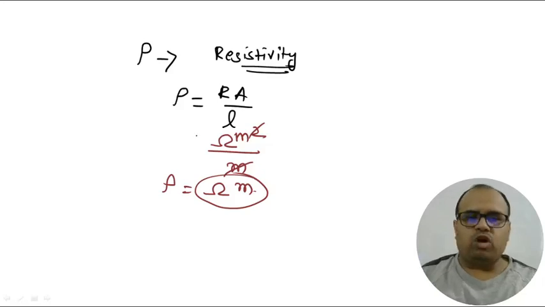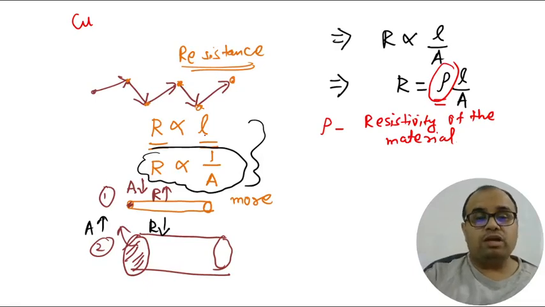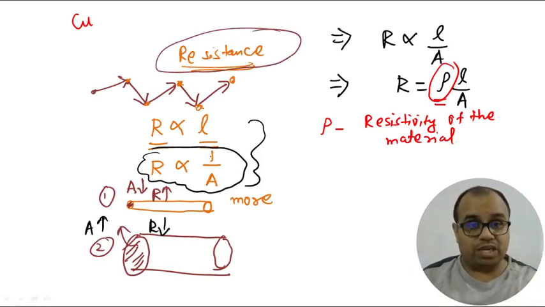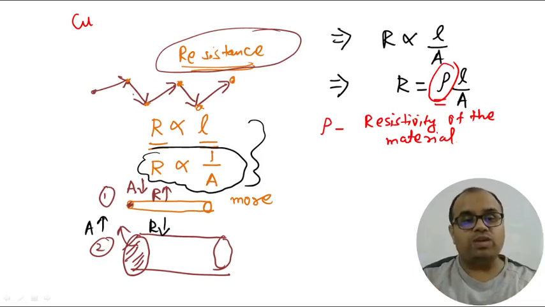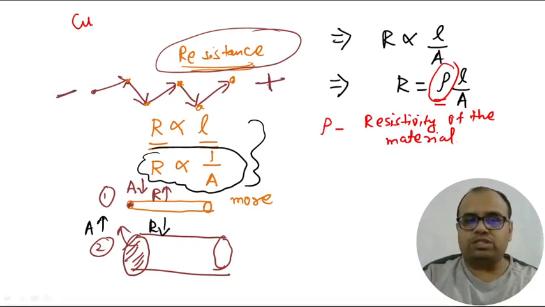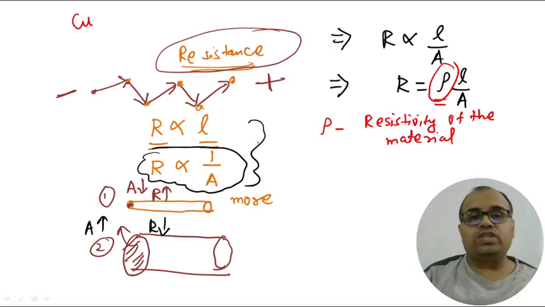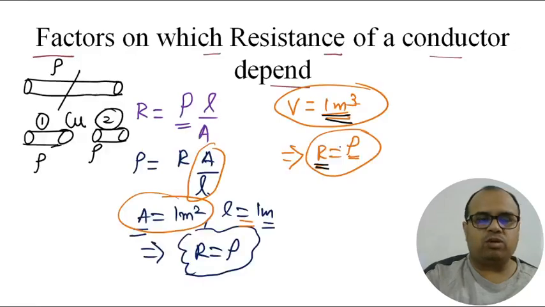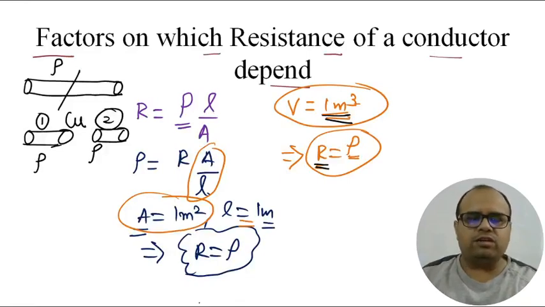So this is the concept of resistivity and the concept of resistance also. Once more, remember that resistance means the opposition to the motion of electrons. Whenever the electrons are moving in a certain direction due to the applied potential, due to collisions the motion of the electrons is opposed, and this is called resistance. Then we discussed the factors on which the resistance of a conductor depends. I hope this is clear to you.